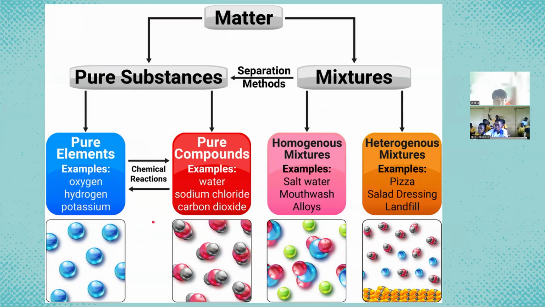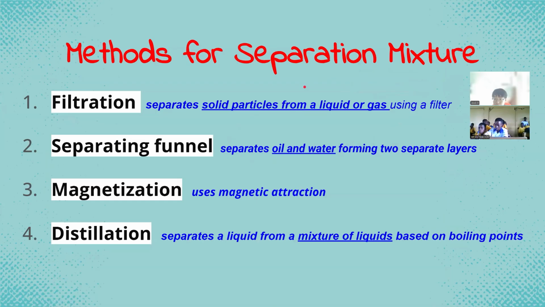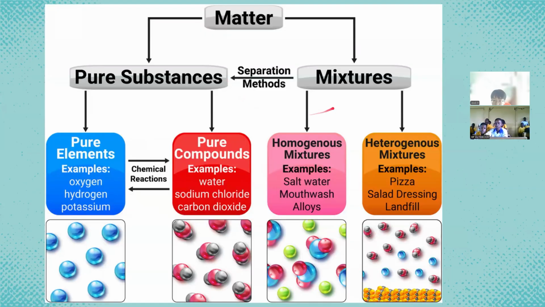So this is the general outline of what matter can be. And it's important to know this because we just talked about separation methods, right? Separation methods are used to change mixtures into pure substances. That's why it's really important to know how to separate mixtures. So I hope this makes sense for everyone.